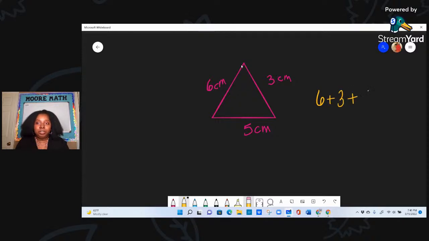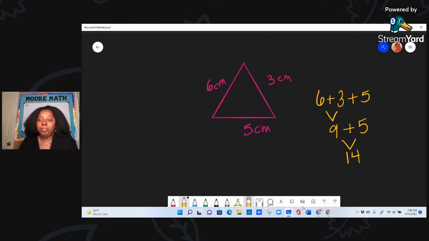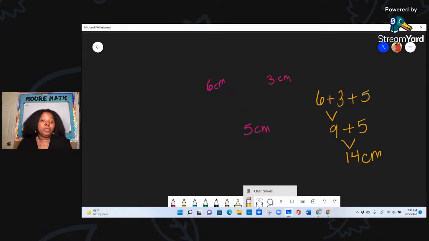So 6 plus 3 is 9, and 9 plus 5 is 14. That would be the perimeter. And then what are the units? The units would be centimeters, so it would be 14 centimeters. Let's do another one. It's the same thing for any shape.